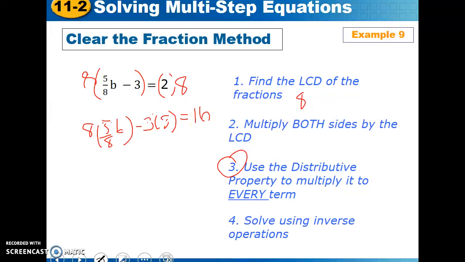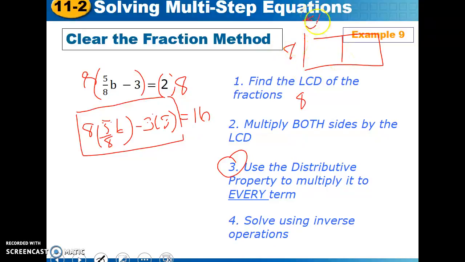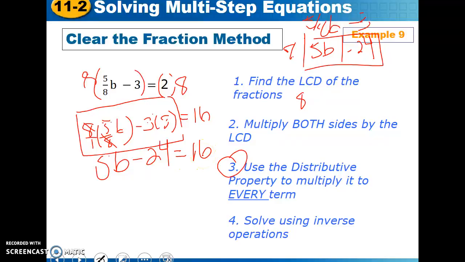If we're confused on where I got this from, it's just like that area model where if we drew this, and then we had 8 here, and we're multiplying times the 5/8 b and then -3. So we would do 8 times 5/8, leaving us with 5b, because these just cancel, and then minus our 24, which would still be minus 24 here. It's the same thing, equaling 16. So now this is normal.